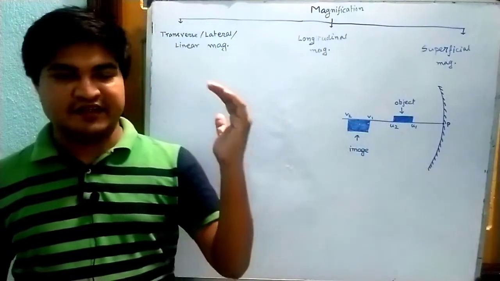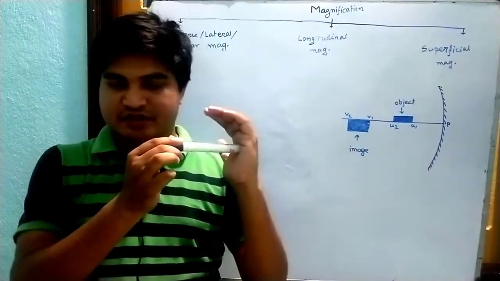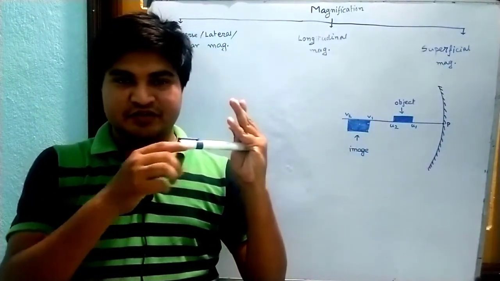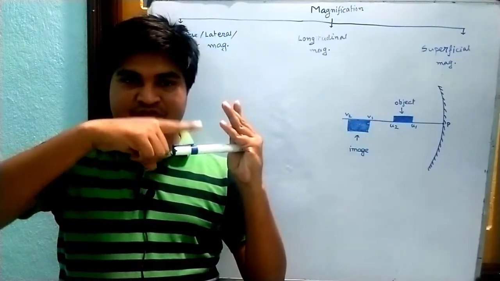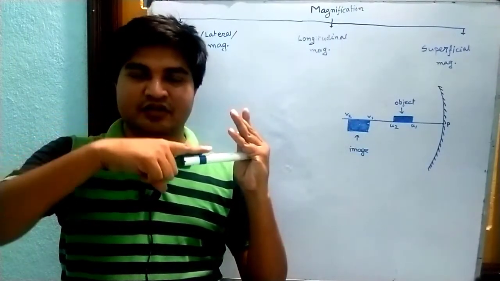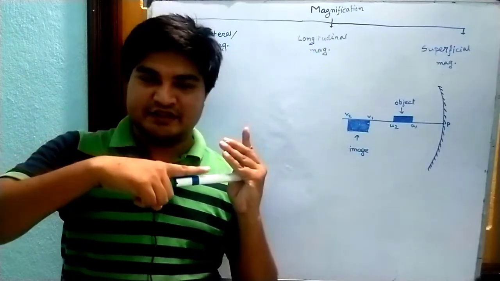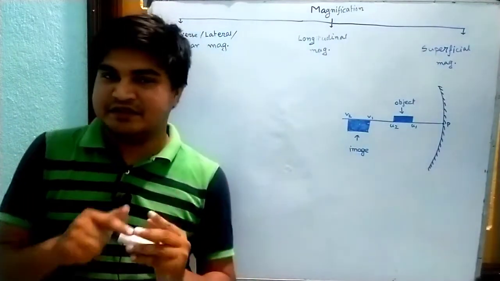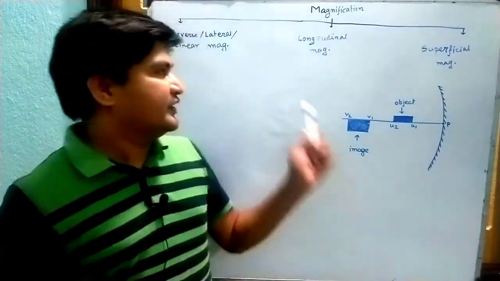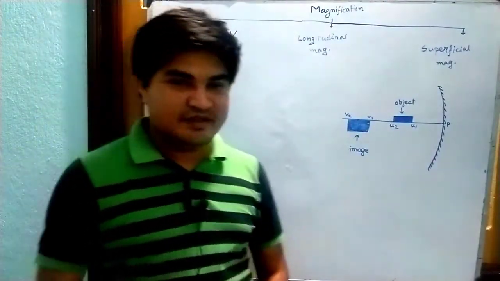If I consider my hand as a spherical mirror, so this is the principal axis. If an object is placed in this way, that is parallel to the principal axis or along the direction of principal axis, then the magnification produced by that spherical mirror is defined as longitudinal magnification.